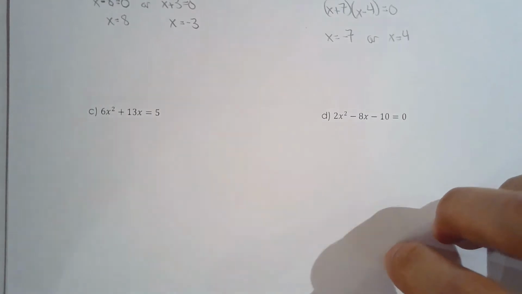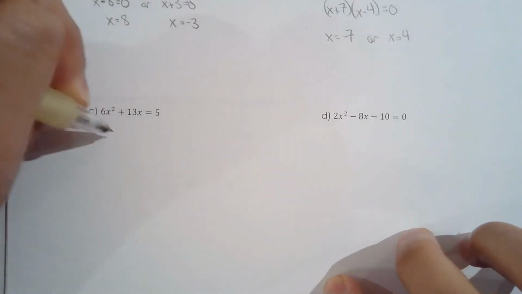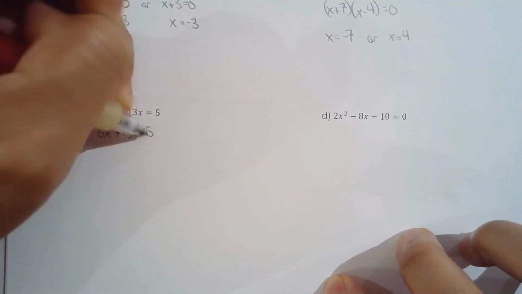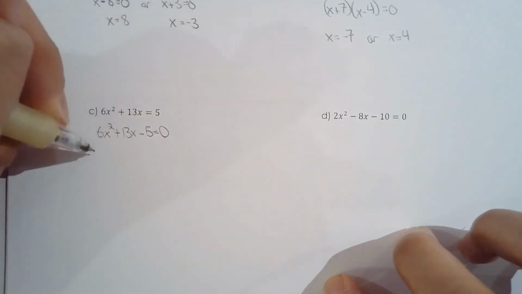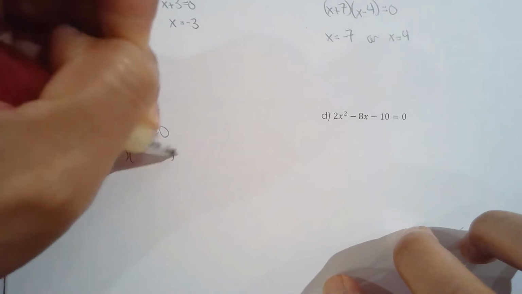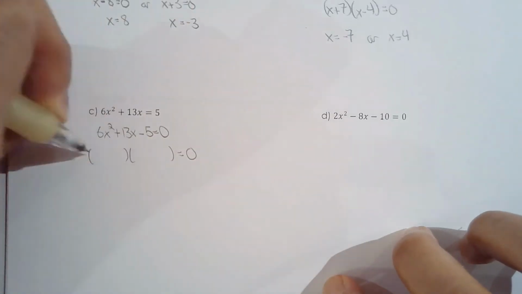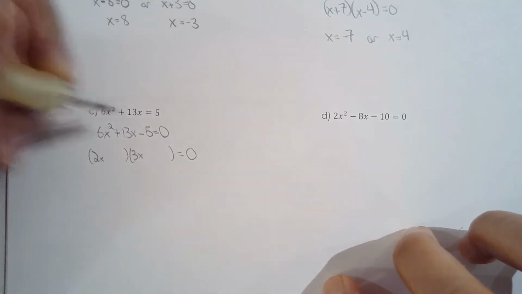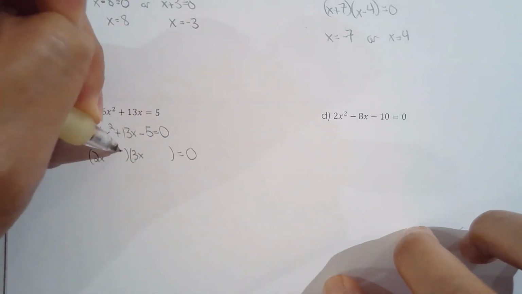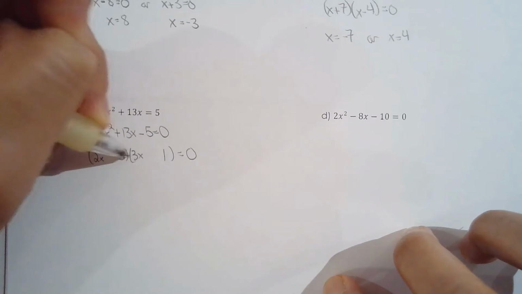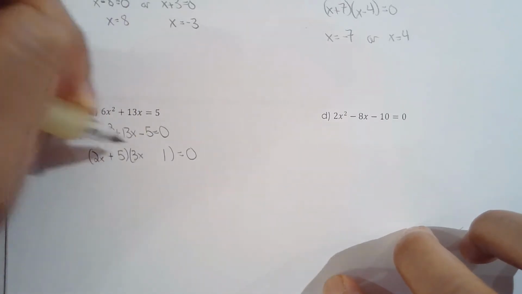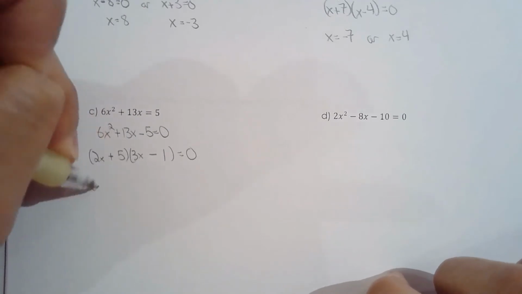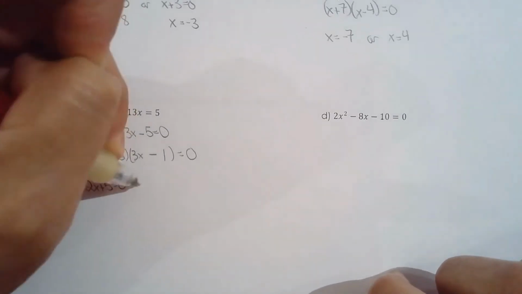All right, next one, 6x squared plus 13x equals 5. So set it equal to 0, so you can apply the zero product property. Can you factor a complex trinomial? Let's see, 2, 3. If I put a 5 here, that'll give me the 15. Yep, that's good. 15 and 2, so plus 15 minus 2. Bam. Now set each factor equal to 0.